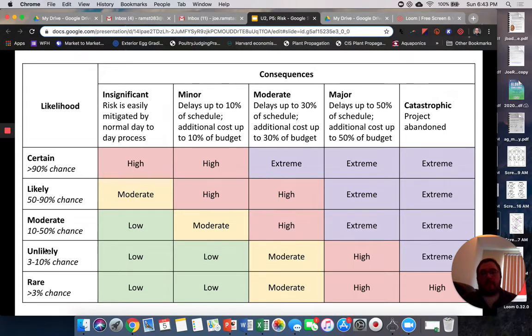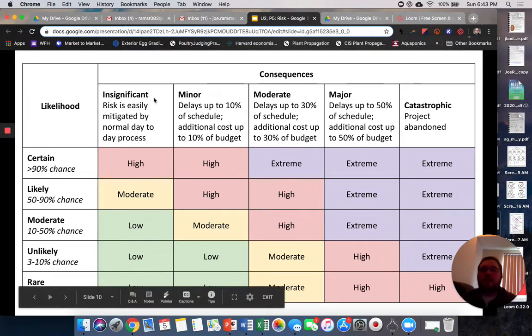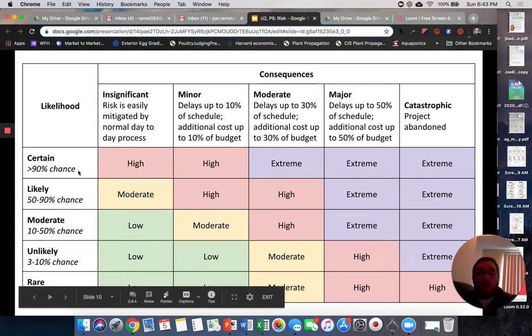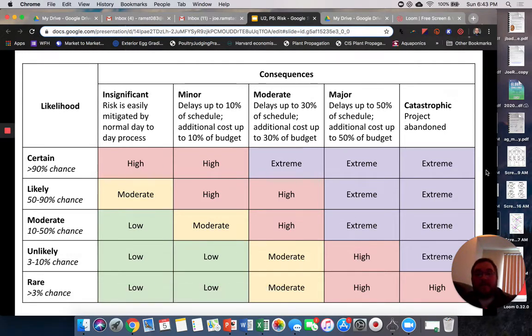But the way to read this is, let's say that we have likelihoods that are certain, likely, moderate, unlikely, or rare. These are all on the basis of percent likelihood or percent chance of happening. So if we are 90% or more certain that something is going to happen, we're going to be looking in this row. Okay. Then we're going to look at our consequences. And these range anything from insignificant to catastrophic.